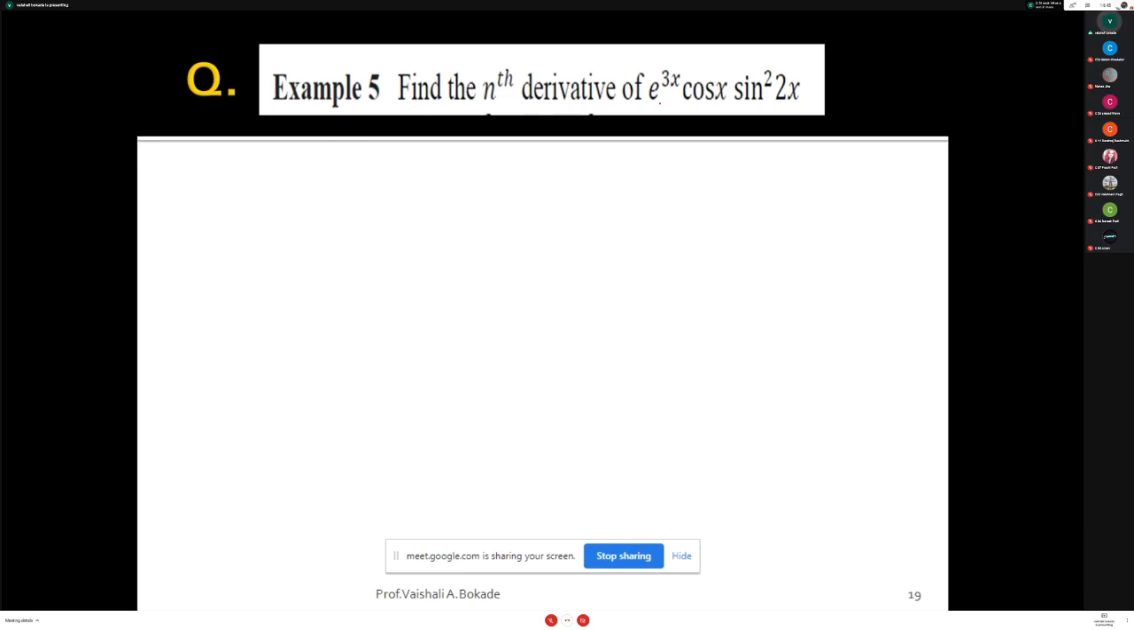We know that we have the formula for e raised to x into sine of bx plus c, or e raised to x into cos of bx plus c. Whenever I'm having a function as e raised to x into sine bx plus c, or e raised to x into cos bx plus c, that formula we have to use.